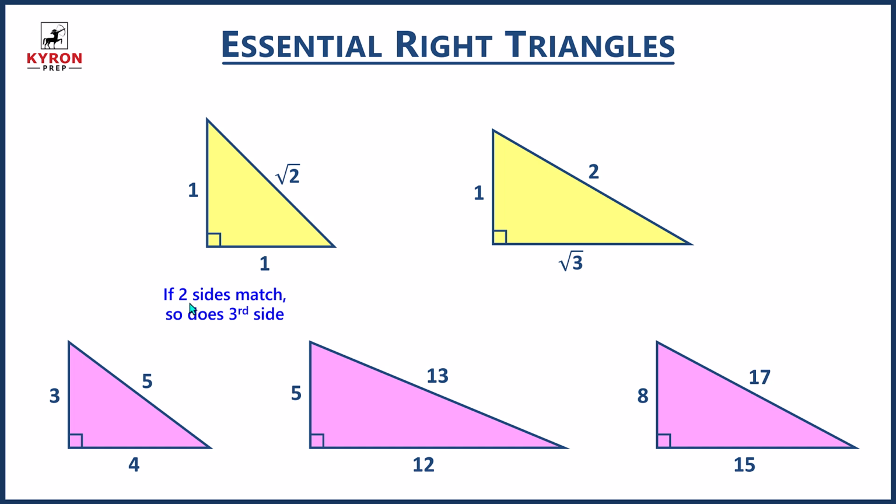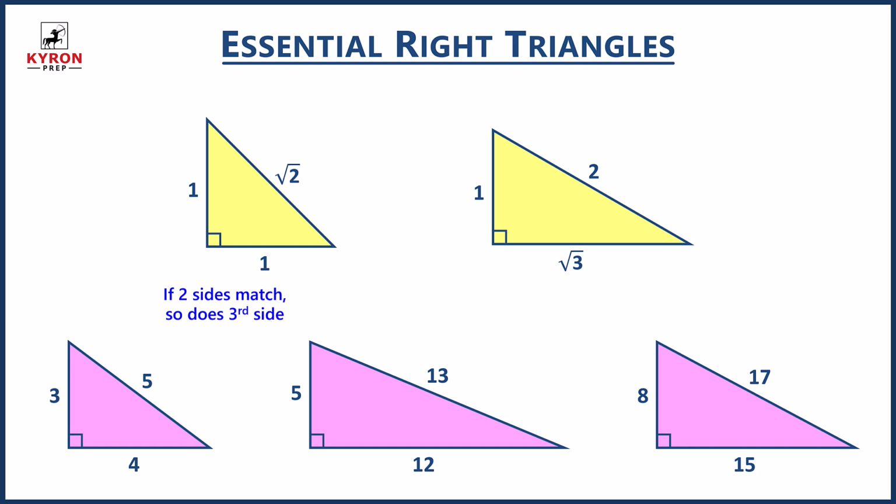It tells us that if two sides of some unknown triangle match one of these models, so does the third side. So, for example, if you saw this, you would notice the 3 and the 5 match the model, so this unknown side has to be 4, just like in the model. And this also works for multiples of these side lengths. So if you saw this, you would notice 6 and 10 are double 3 and 5, so this unknown length has to be double 4, which is 8.